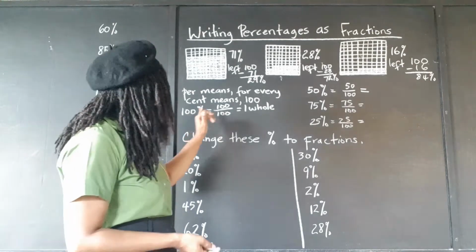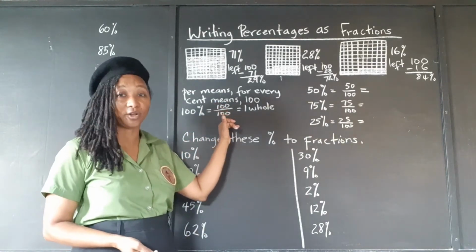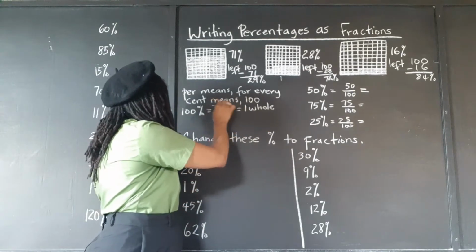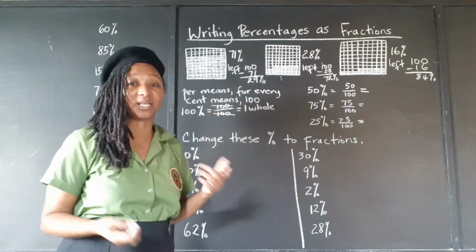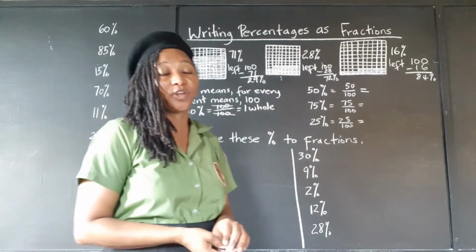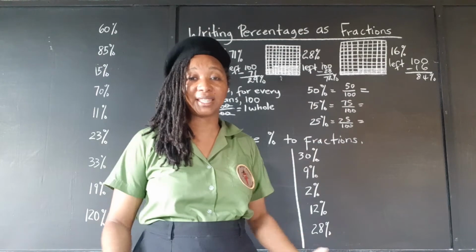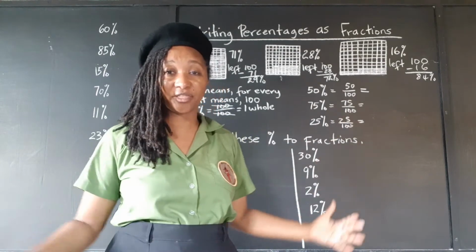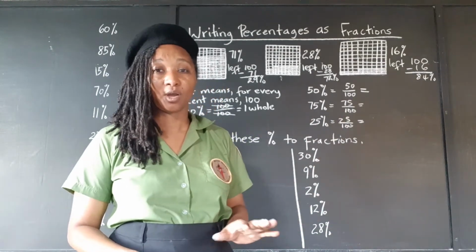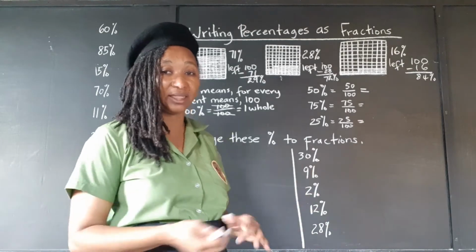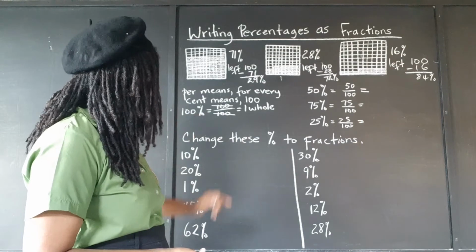100% would be 100 out of the full 100, which is one whole. It cancels down to one whole. 100 goes into itself one time. So if you're talking about 100% of anything, you mean the whole thing, the entire thing, all of it shaded, or all of it highlighted. We're talking about every part of that thing, 100% of it.